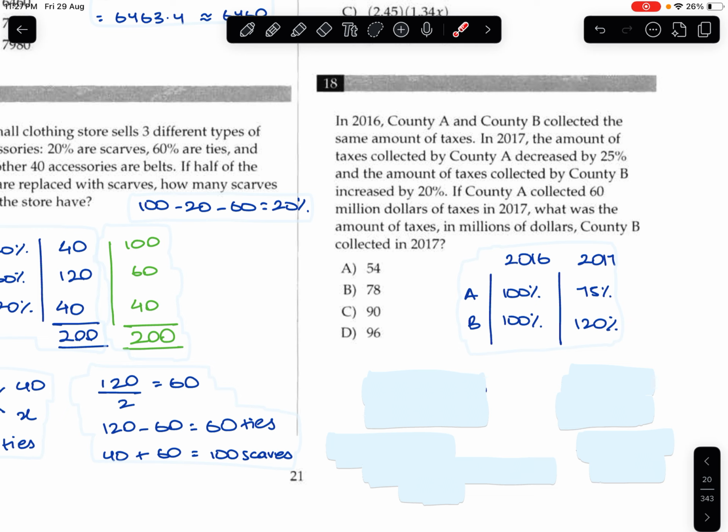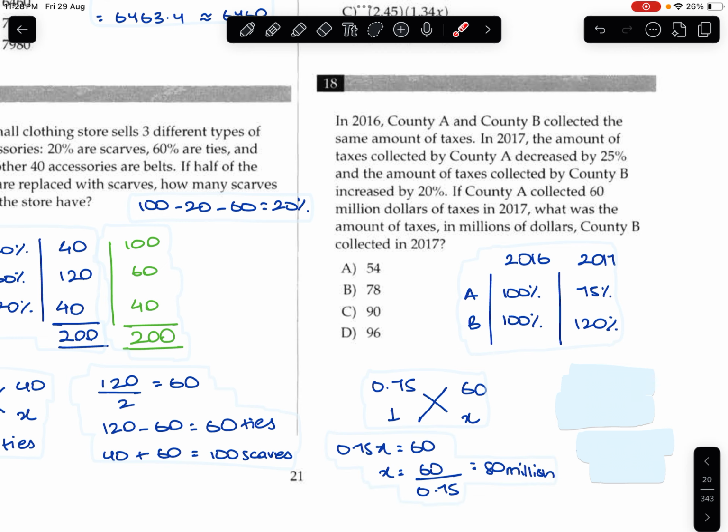Now we have been told the amount in millions of dollars for A, $60 million. So we can apply a simple cross ratio and figure out the original amount collected in 2016. So if 75% is $60 million, then one whole would be X million dollars, and we can work that out. 0.75x equals 60. X is equal to 60 divided by 0.75. Using a calculator, we get $80 million. So that is one whole, the original amount collected in 2016.